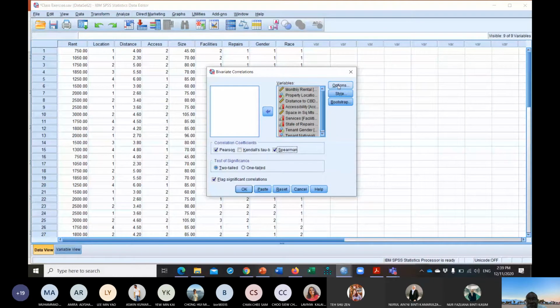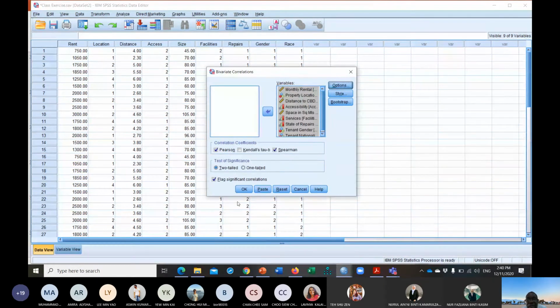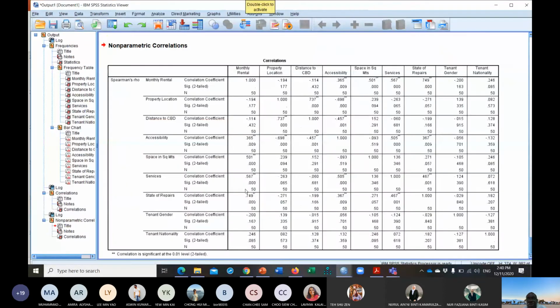Let's see the options here. Here we have set two-tail, and SPSS should flag significant correlations. So SPSS will flag it for us if there is a significant correlation. Options: do we need any other options? Oh, this is means and standard deviation. We have checked the means and standard deviation during descriptives, so we don't need this anymore. So we can say continue. Then we click OK, since we are ready to run the correlation.